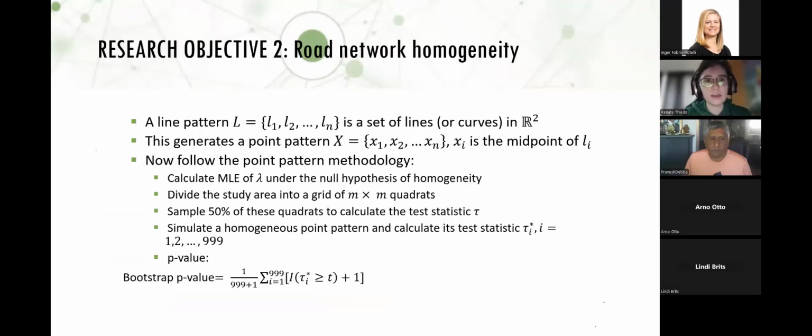So here's just the general methodology that I used. I represented the road network as a line pattern, which is the lines in a linear network, and then used that to generate a point pattern by simply taking the midpoints of each line, and then followed the point pattern methodology. All the information is here, but this point pattern methodology was developed by Kronwinkel, so it's not mine, unfortunately, because it's very cool. Wish it was mine.